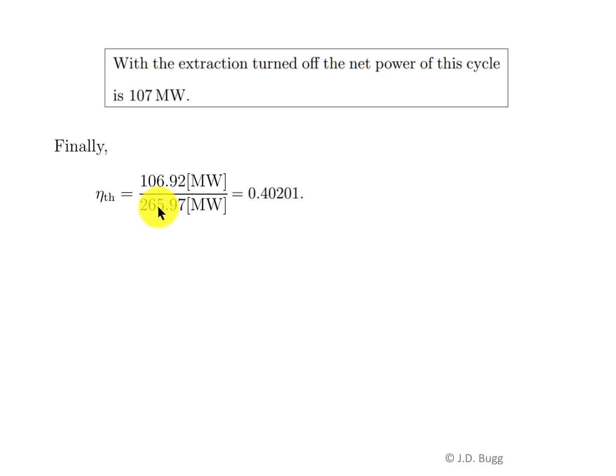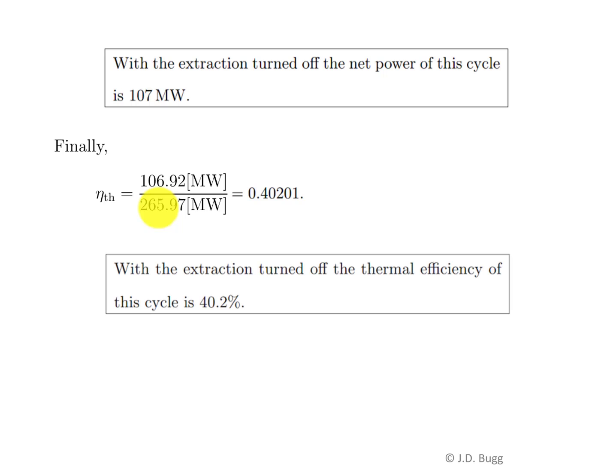So the effect of the feed water heater is to increase the thermal efficiency of this cycle. It does reduce the power output, but it increases the thermal efficiency. So our last conclusion here is that with the extraction turned off, the thermal efficiency of this cycle is 40.2%.